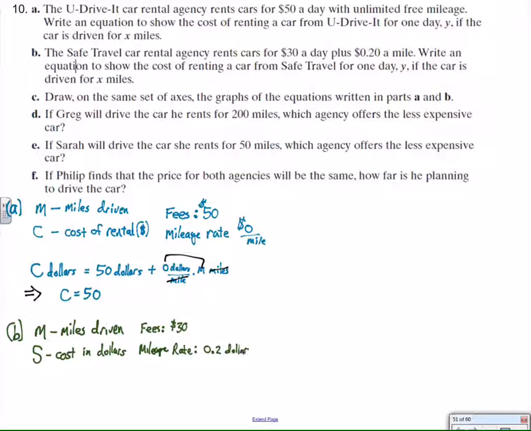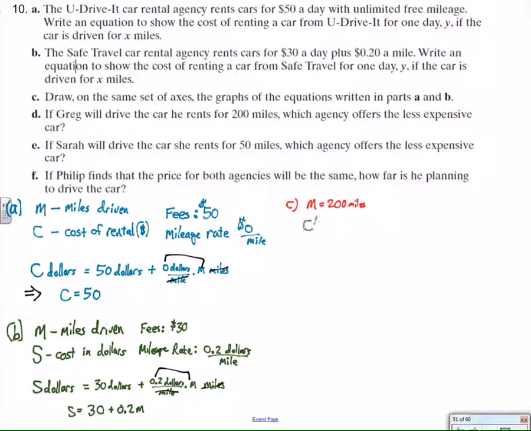The second company has the same two variables, except I used S for cost because we have cost at one company and cost at another company. And the fees are smaller, but the mileage rate is larger than 0, of course. But I could still use the same dimensional analysis we've been using all along, and that is S dollars is equal to $30 plus $0.2 per mile times number of miles. Miles divide out, and we're left with 0.2 M dollars.